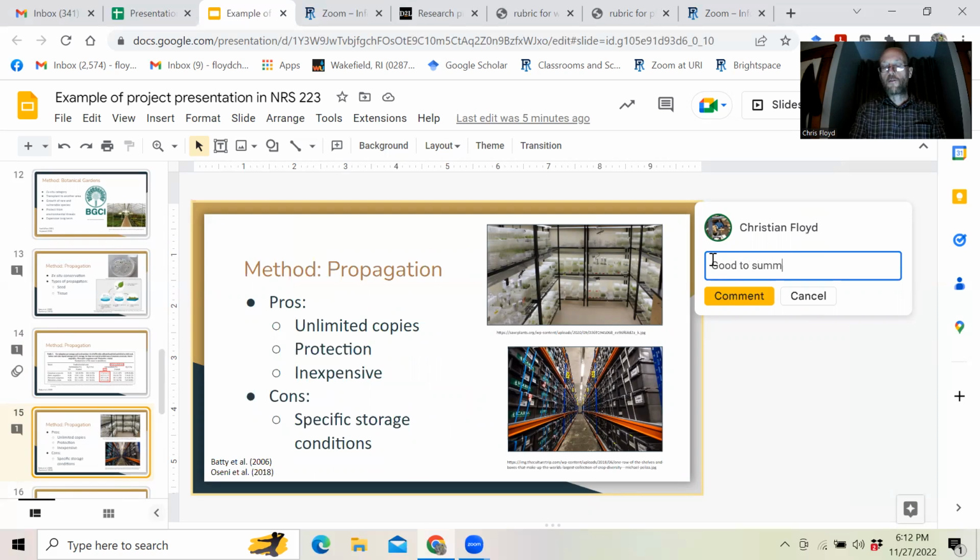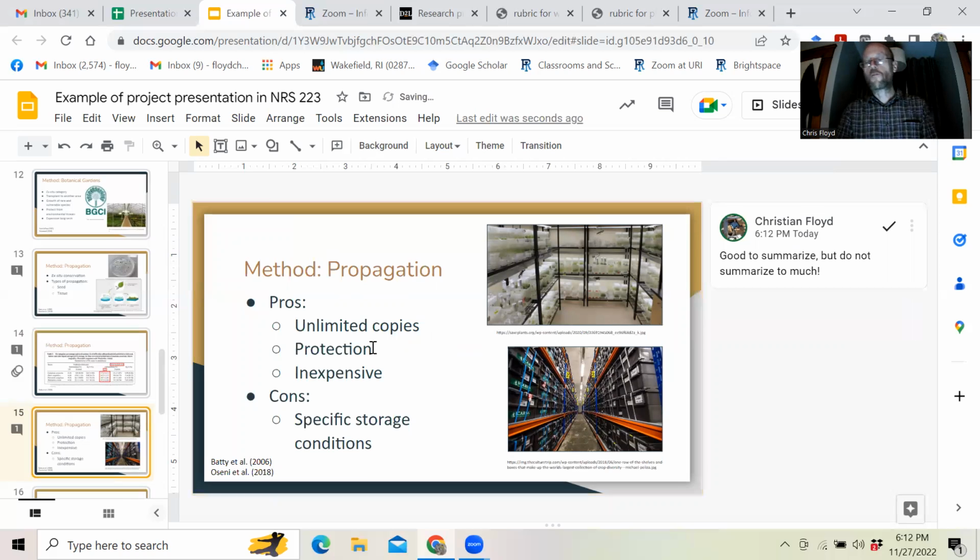Good to summarize, but do not summarize too much. A little more information than that. I'm sure they were talking about a lot of stuff here, and just having one word, that's probably not good enough. Inexpensive is pretty obvious what that means.